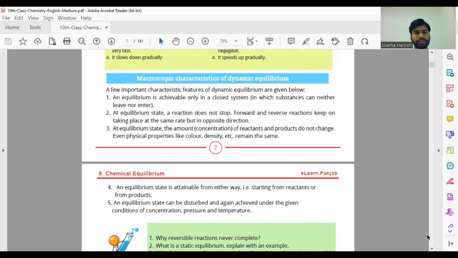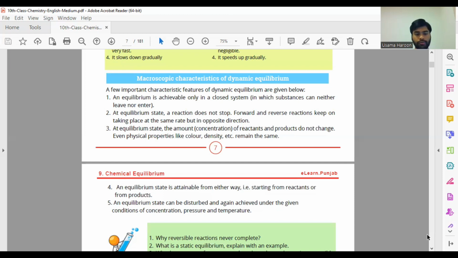First one is that equilibrium is achievable only in a closed system. If you have listened to my first lesson, then you must know that I told you there are two types of systems: open system and closed system. For a reversible reaction, we must have a closed system in which neither can a substance leave nor can we add a substance. That is what a closed system is. And I have shown you a closed system and an open system as well.